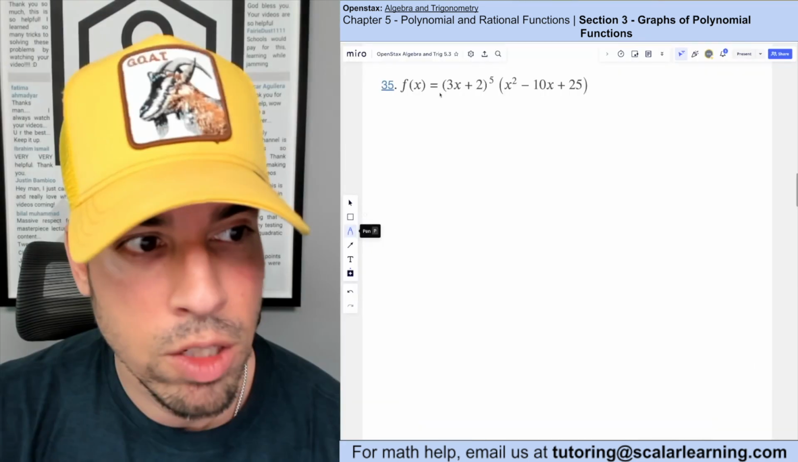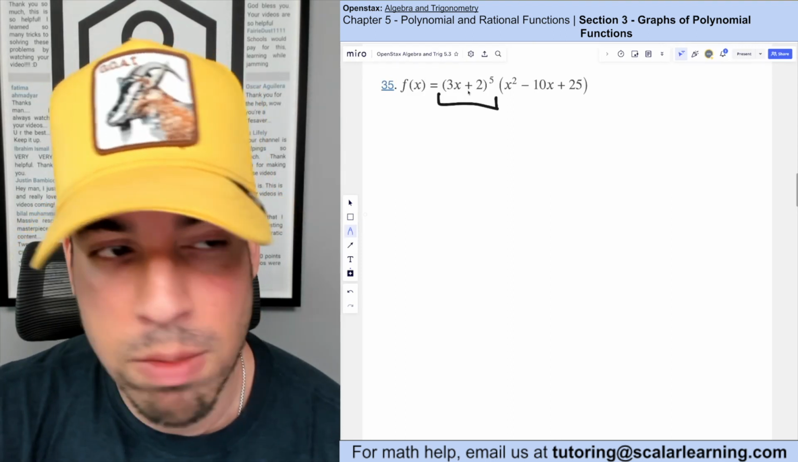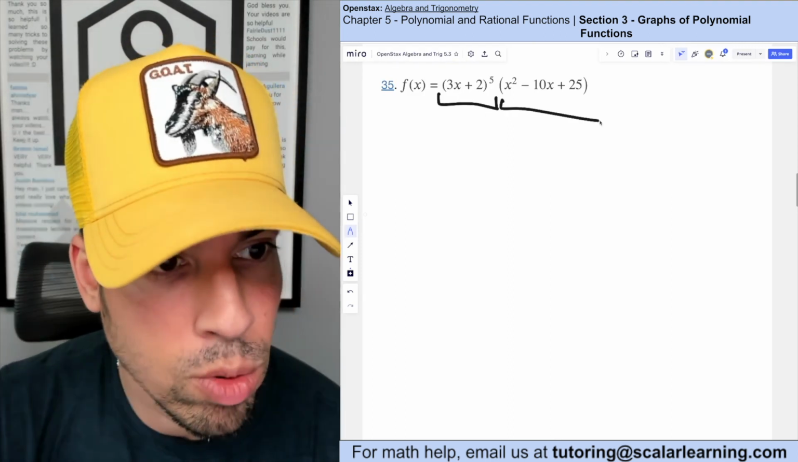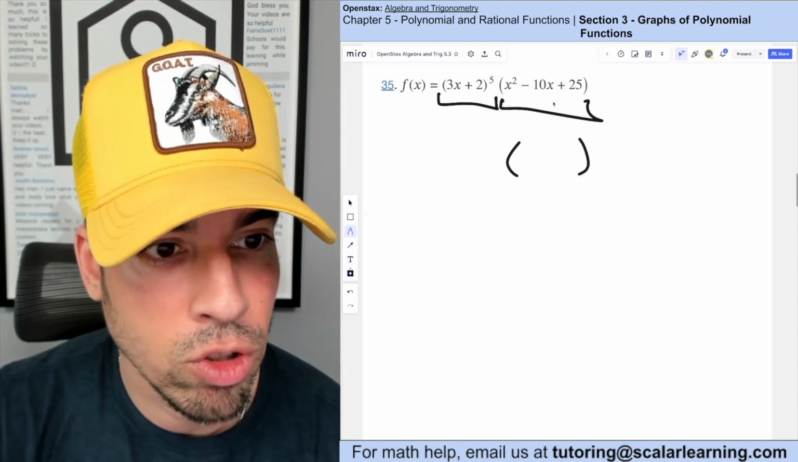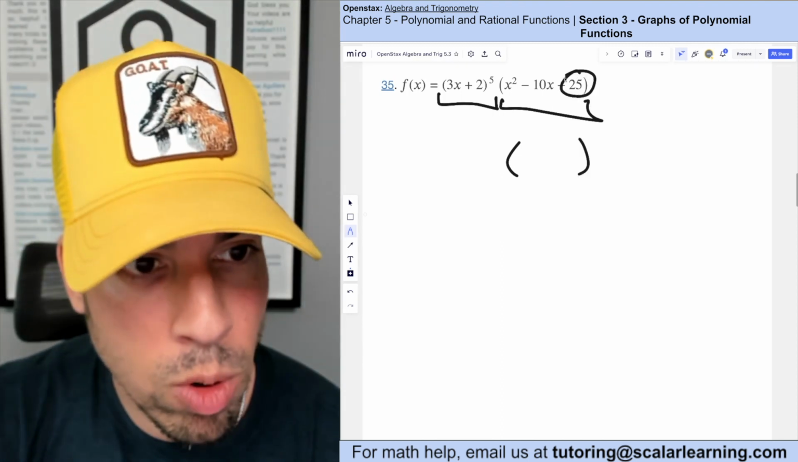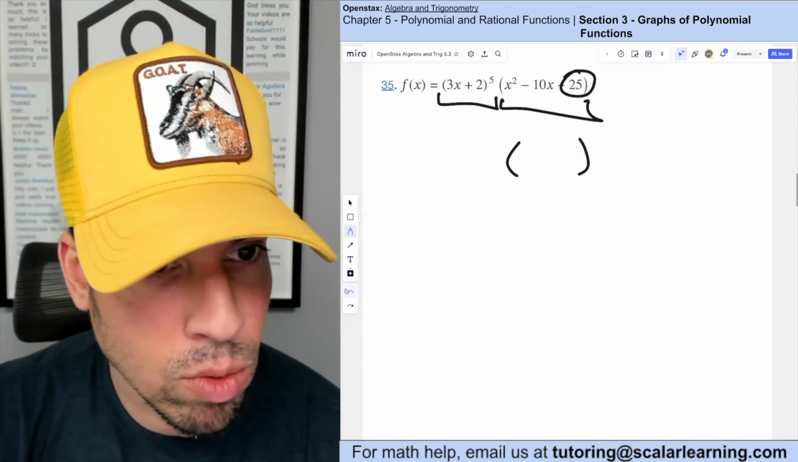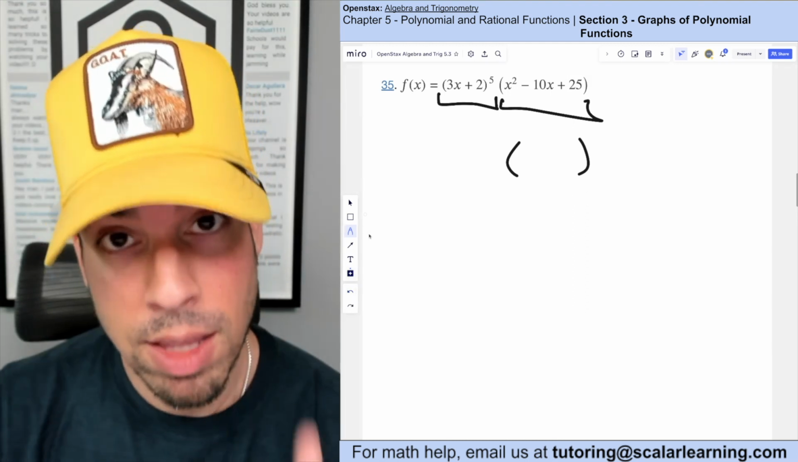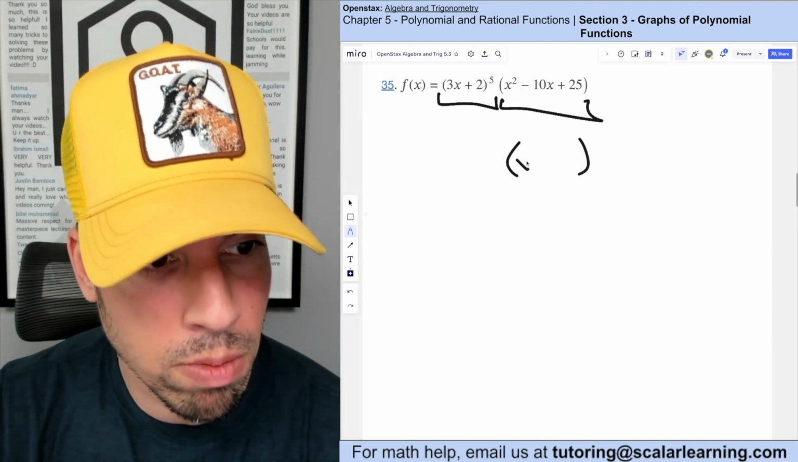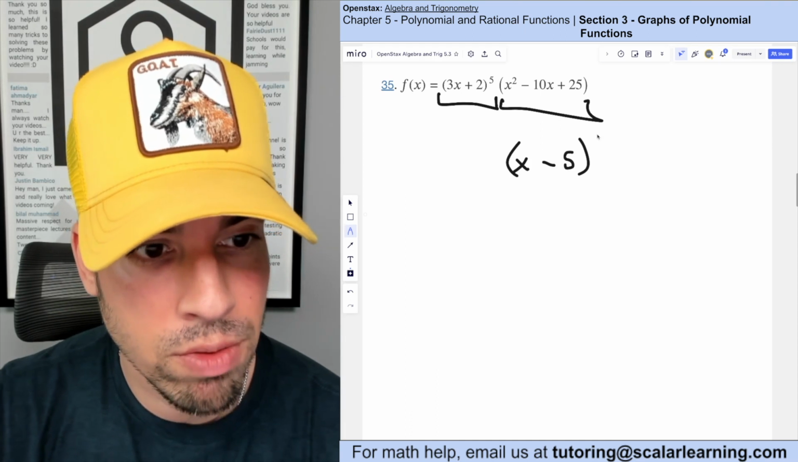Boom, done. So for this one, we can't do anything further with this binomial. It's already good to go. This one we need to factor. And what does it factor to? So again, what two numbers multiply to 25 and add to negative 10? Well, it's negative 5 and negative 5. That means this is a perfect square trinomial, meaning we can write it as x minus 5 squared.